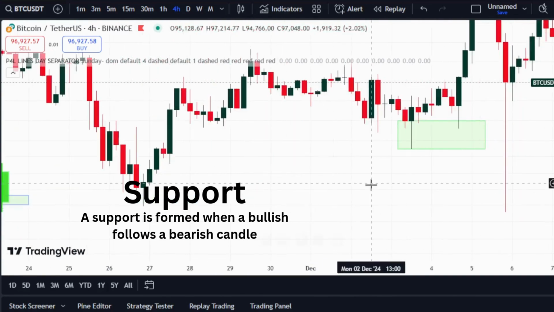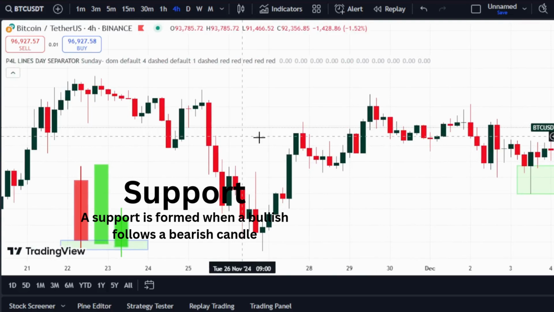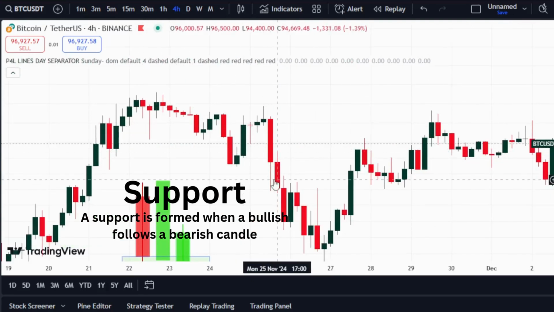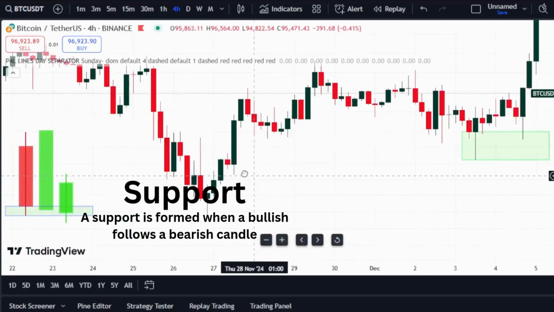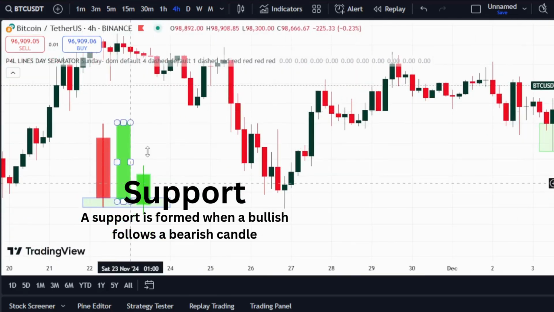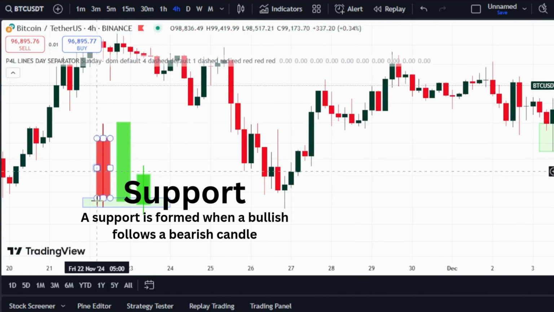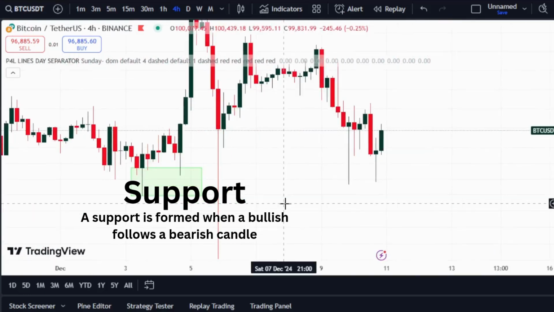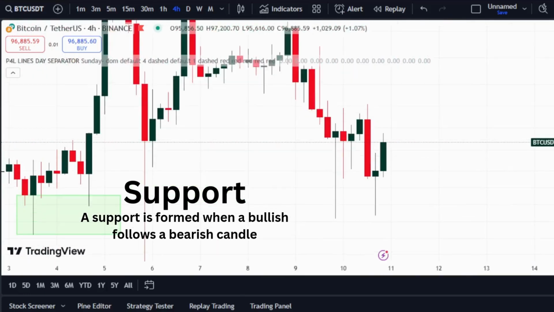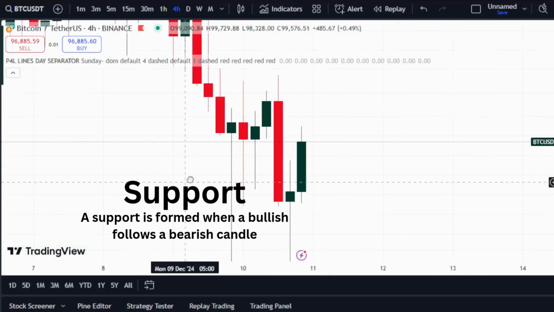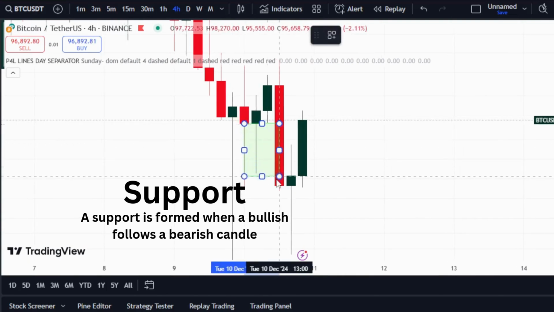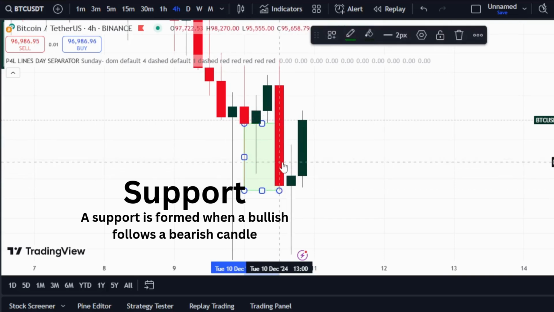It is a two-candle support. You don't say it has to be a whole bunch, it has to be multiple. No, that is not how support is formed. Support is formed with two candles: first you have the bear candle, followed by a bullish candle. You can go on and on. Look at this particular place. What do you see? Here is a support. Here is a support.